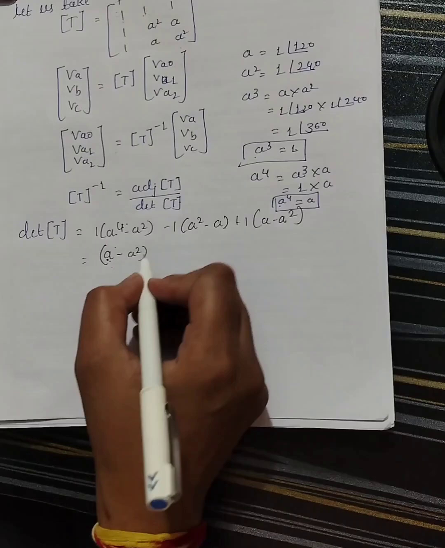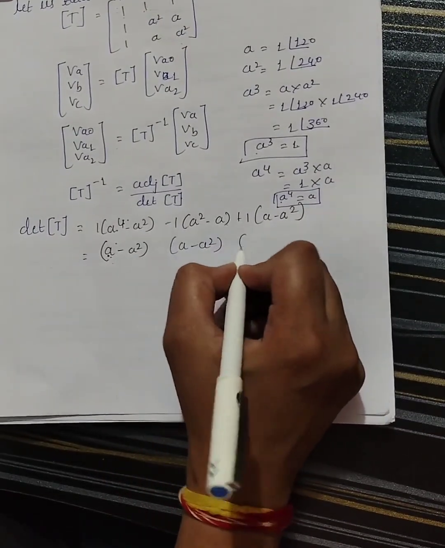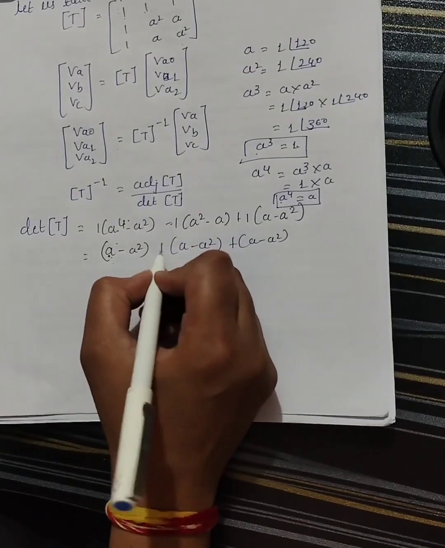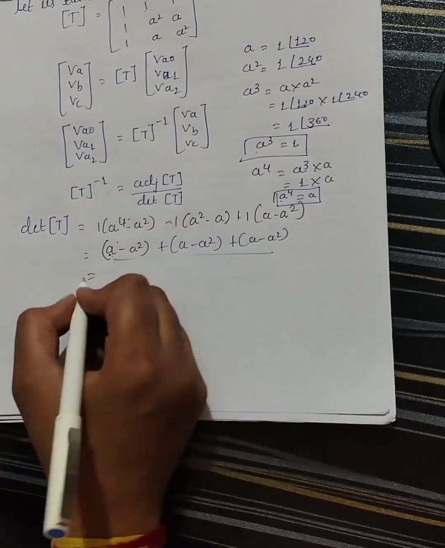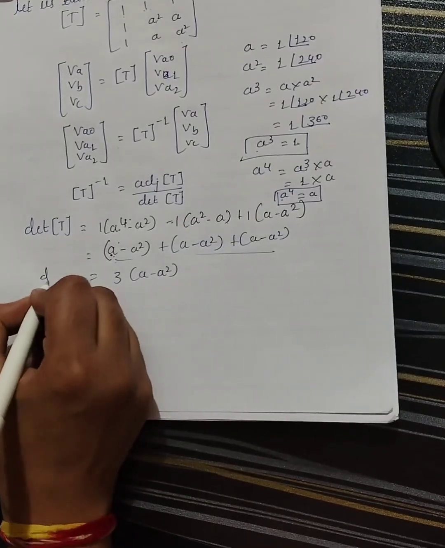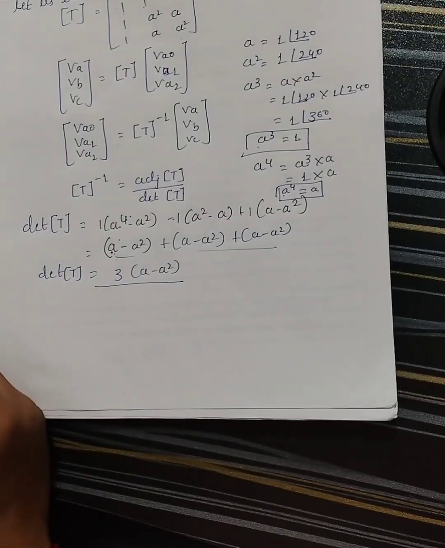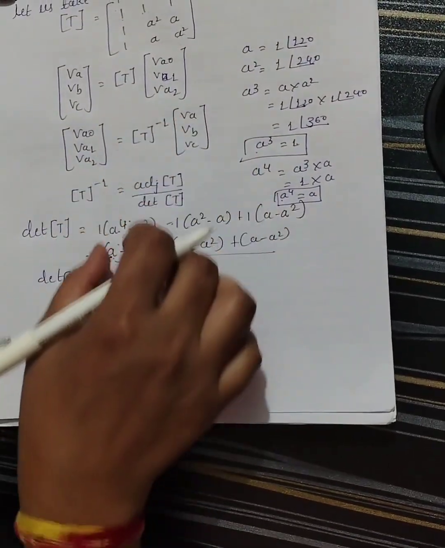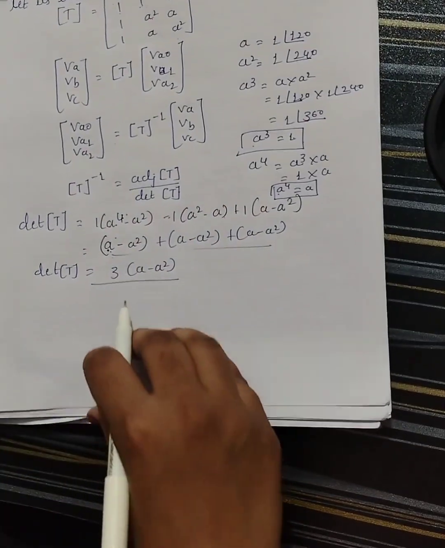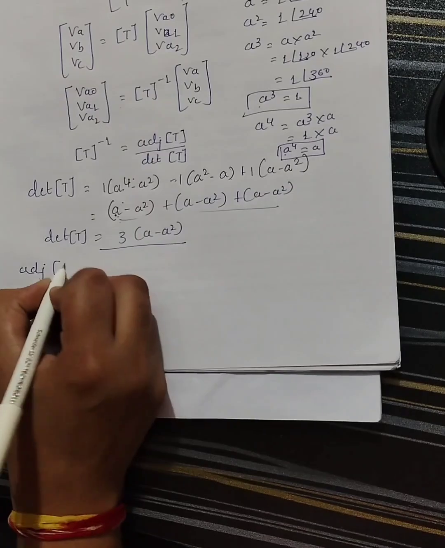Here take minus as a common and keep it as a minus a². And here also a minus a². Plus, here I am taking minus as a common. So all are like terms, and these can be added to give 3 times (a minus a²). So the determinant of T we got is 3 times (a minus a²). Now we have calculated the determinant for this matrix. Now we need to calculate the adjoint. So let us calculate the adjoint of T.